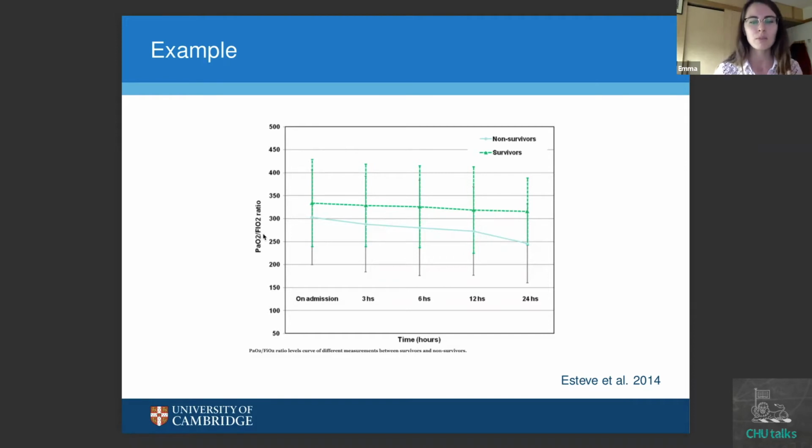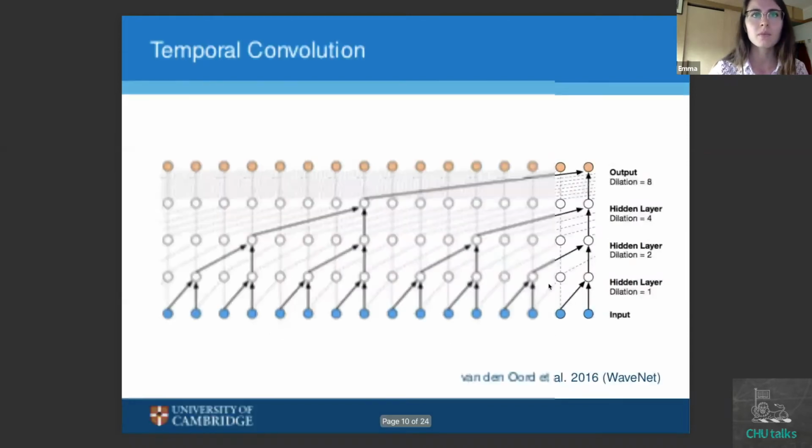So this is an example of where if you combine two features together, you get something that's more meaningful than the individual parts. And we can see that here, this is just a study from 2014 that found if you compare survivors and non-survivors in the ICU, the non-survivors have a lower blood oxygen level per amount of oxygen breathed in, typically. So that can be quite predictive for us.